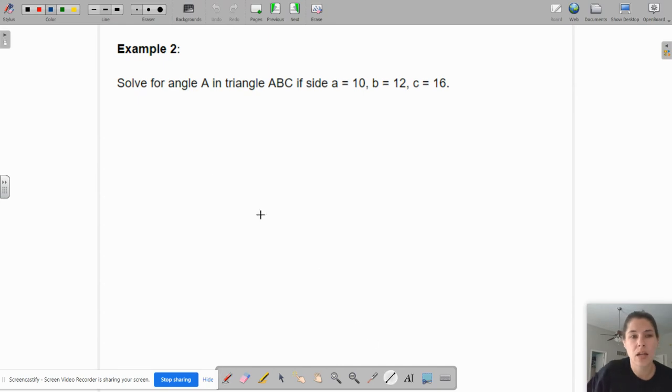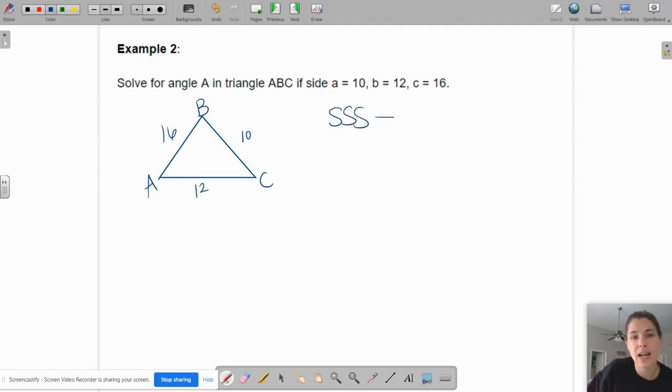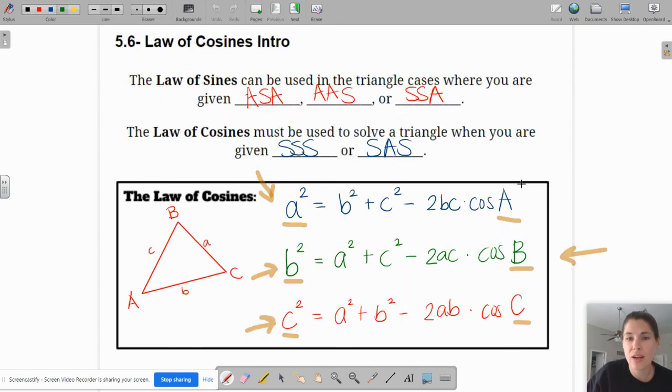Example 2, again, let's kind of draw this out. It looks like 3 sides are given to us in this case. So A, B, C: side A is 10, B is 12, and C is 16. So this is a side, side, side, which is why we use the law of cosines. And I've told you that I am looking for angle A. So back here, if I'm looking for angle A, I'm going to be using this first equation. Angle A doesn't show up in any of the other equations. That's why I have to use that one.